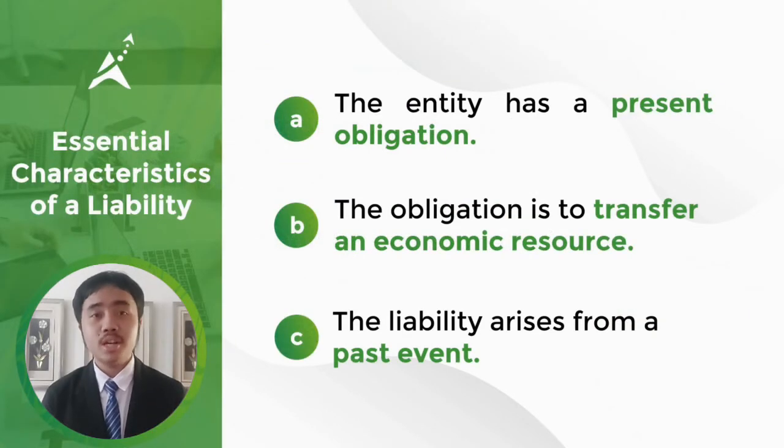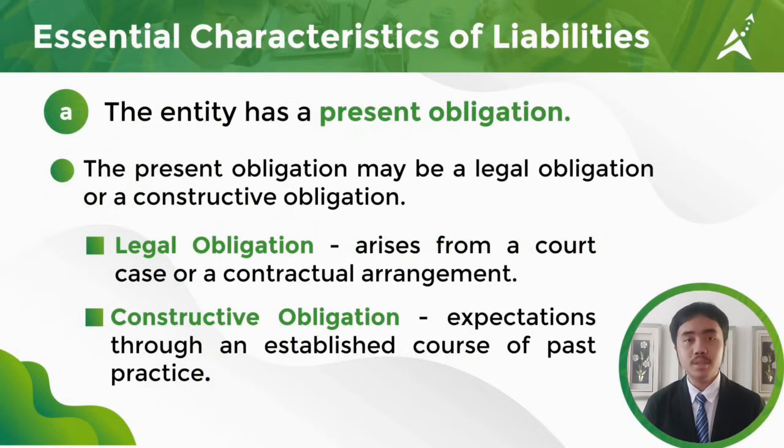Next, the essential characteristics of a liability. So a liability has three essential characteristics. First, the entity has a present obligation. Next, the obligation is to transfer an economic resource. And lastly, the liability arises from a past event. So let us discuss the first one. The entity has a present obligation.